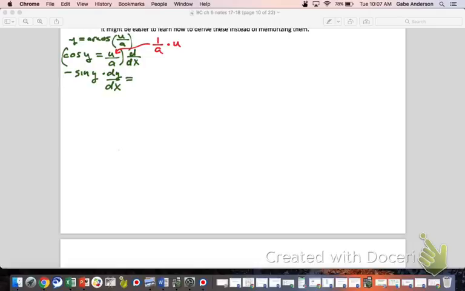1 over a u prime. Yep, 1 over a. And you could write du dx or u prime. I like your idea of u prime. That'll be a little bit easier to deal with. Let's keep in mind that that is the derivative with respect to x.